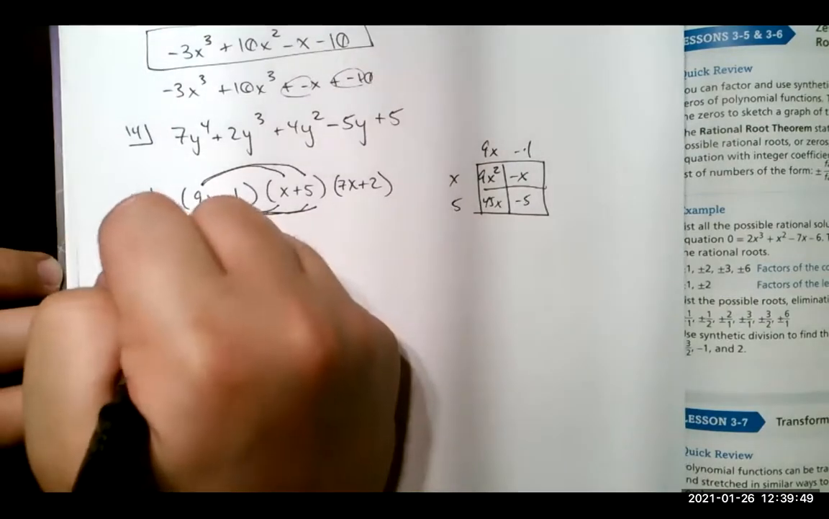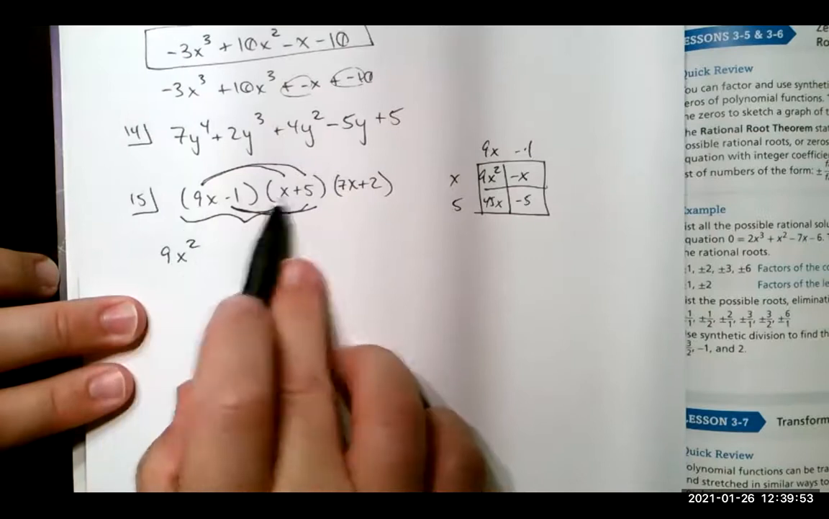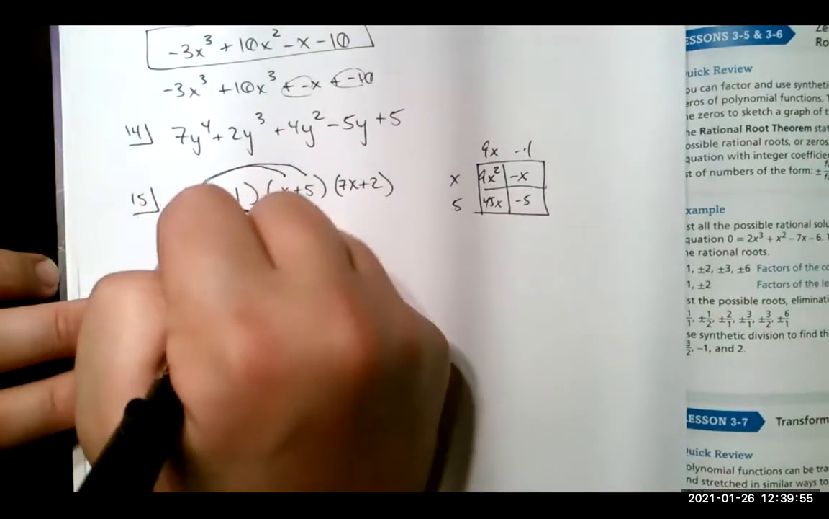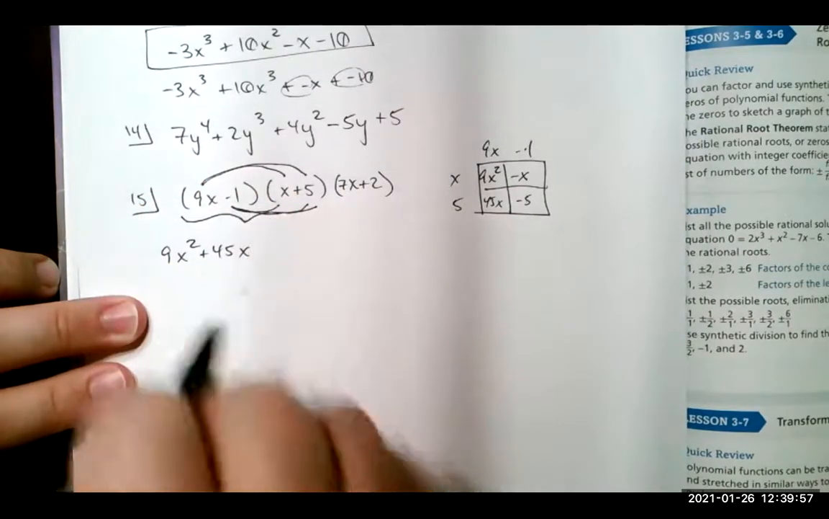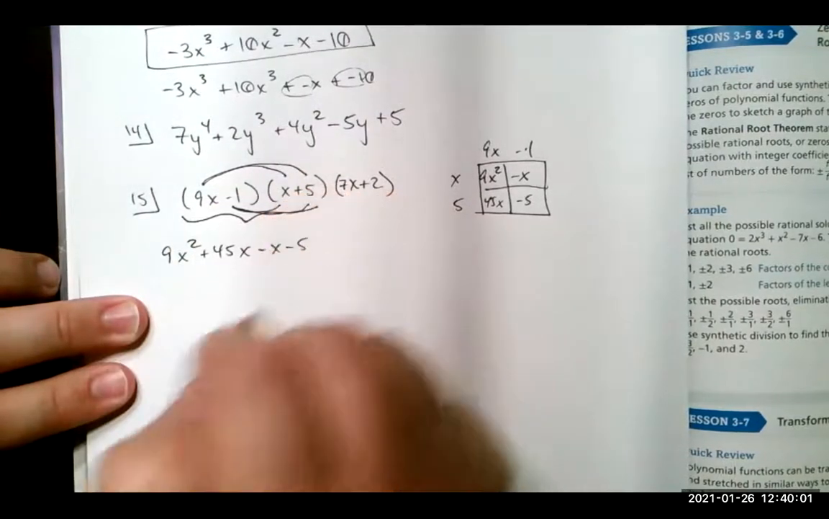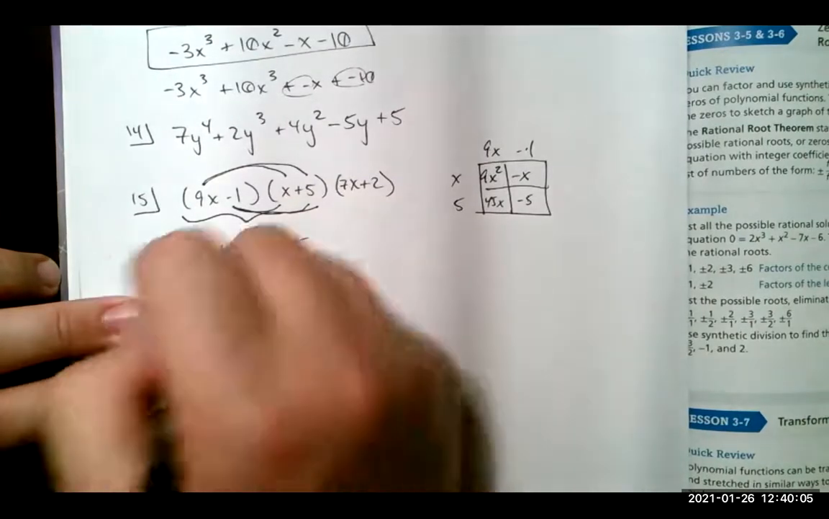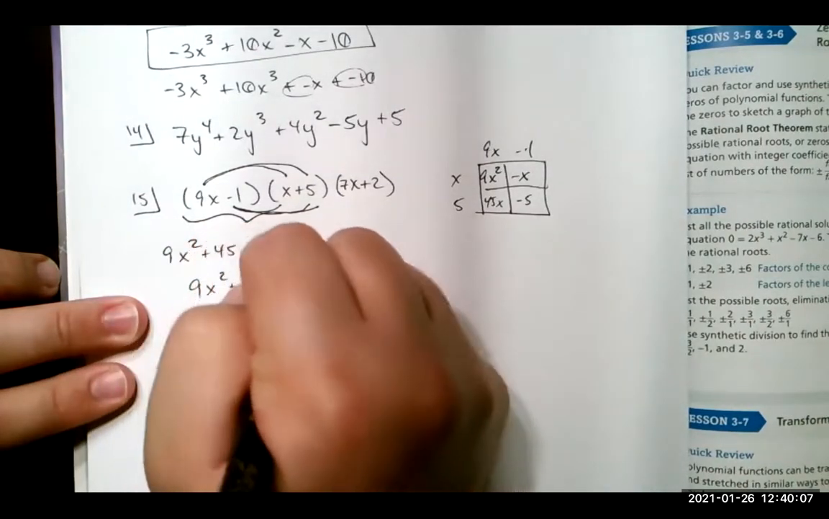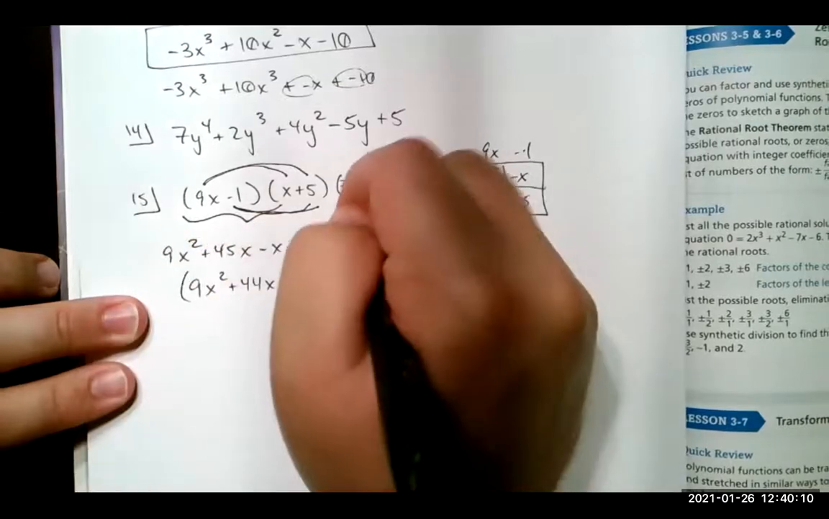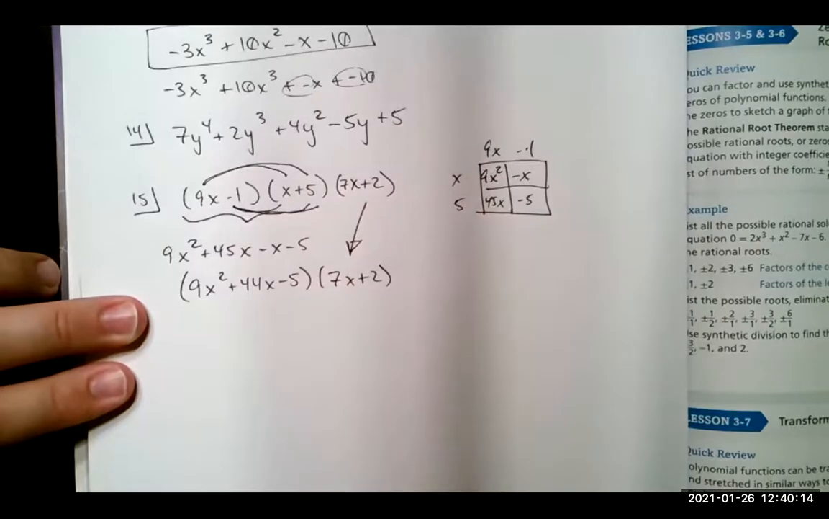So what I would get would be 9x squared. 9x times 5 is 45x. Negative 1 times x is negative x. Negative 1 times 5 is negative 5. And if I simplify that, I add my like terms. 45x minus x is 44x. And this is where I'll bring down that last set of parentheses and multiply them out.